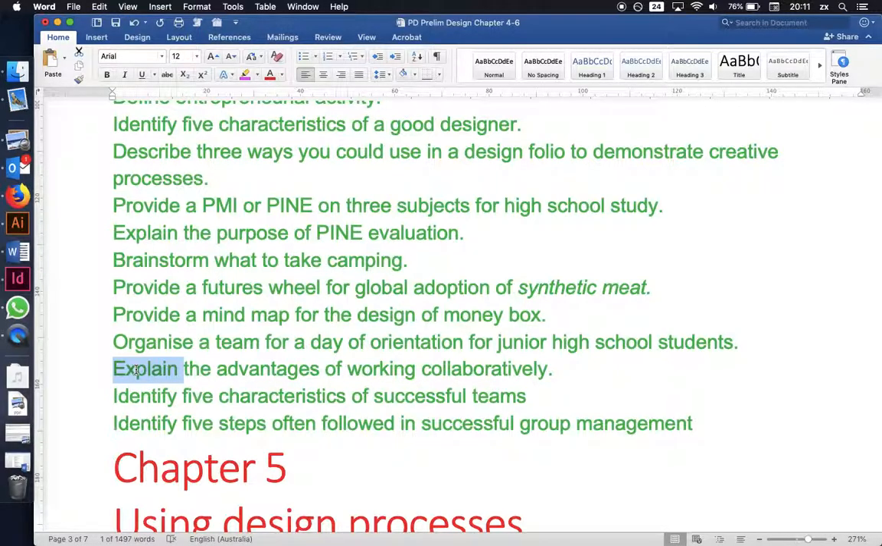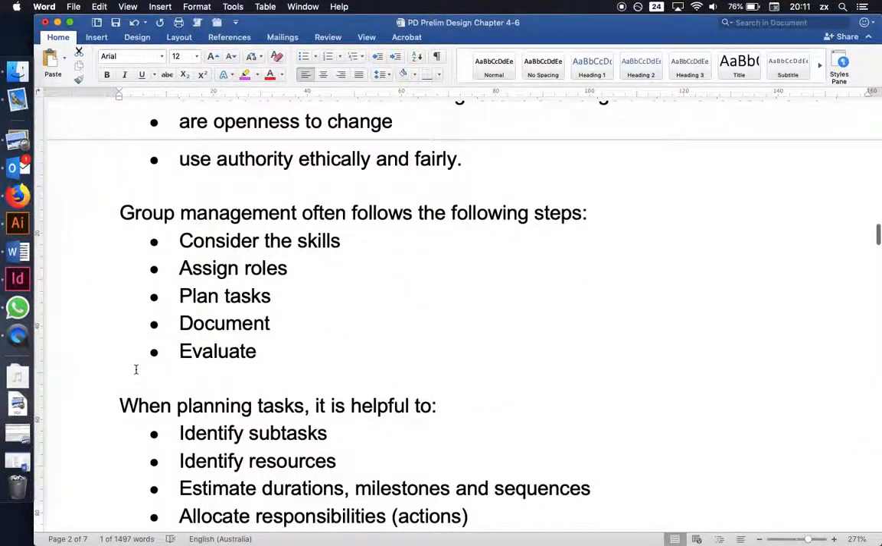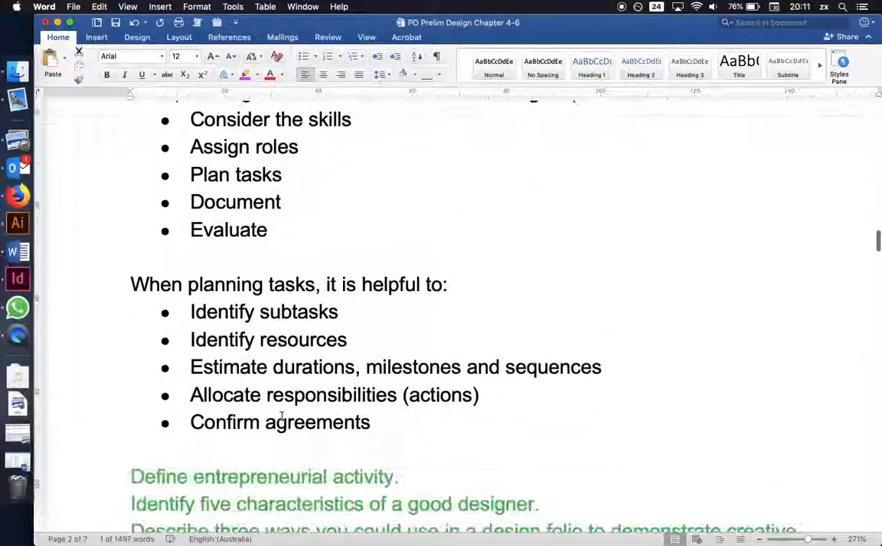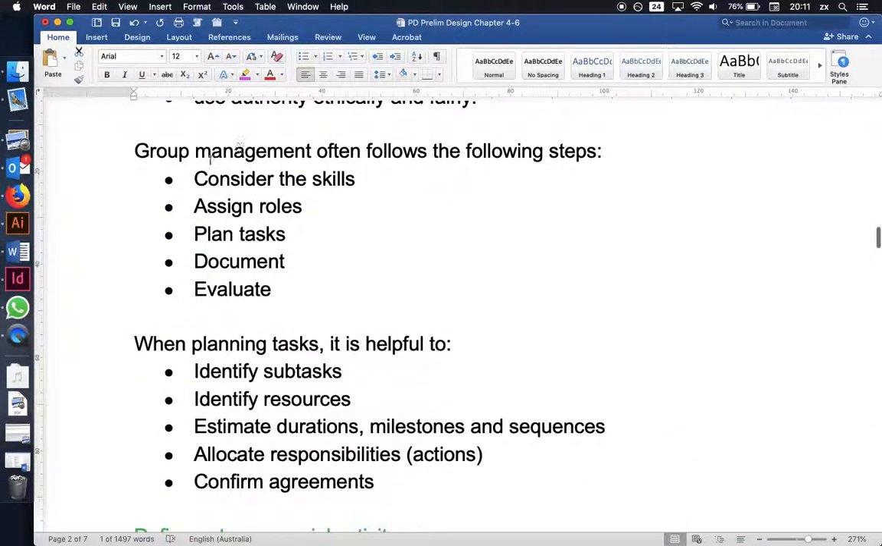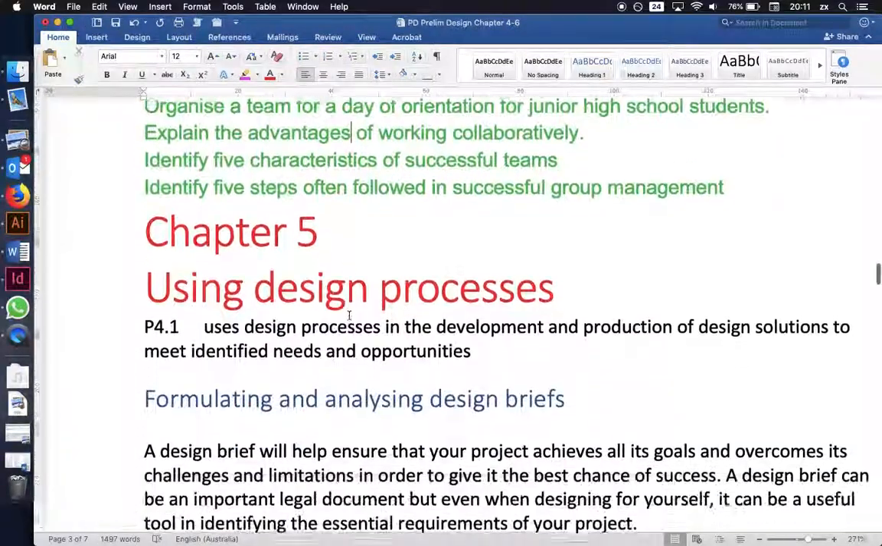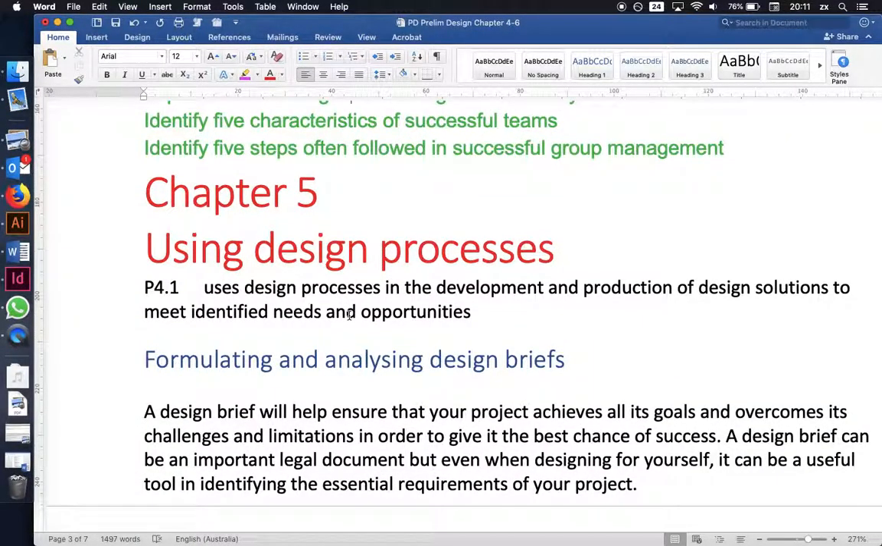Identify the 5 characteristics of successful teams. I think I pointed that out as we said it. The 5 characteristics of successful teams would be any of those. And for the next question, I think it's the steps that you would take as group management. Those 5 steps seem like good steps. They're just identify, so writing down those 5 words would probably get you enough marks.